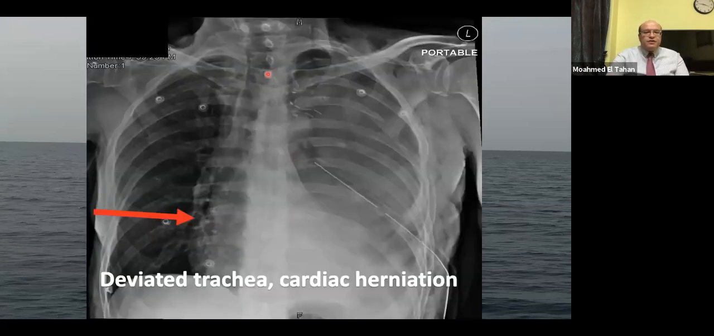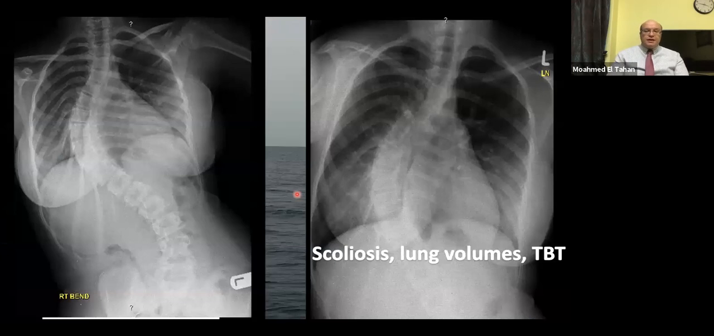And here a deviation of the trachea, like cardiac herniation 2 days after pneumonectomy, is another complication which should be considered during lung isolation. Patients with scoliosis with different lung volumes and a deviated tracheobronchial tree should be individualized when you are going to plan for lung isolation.